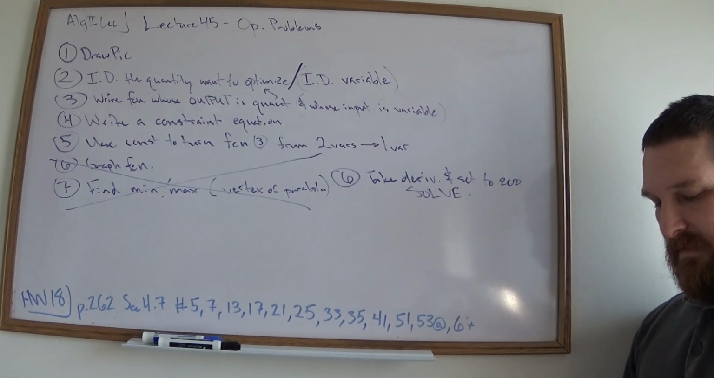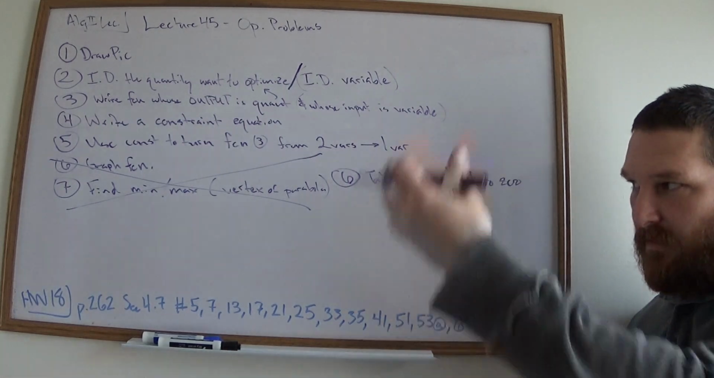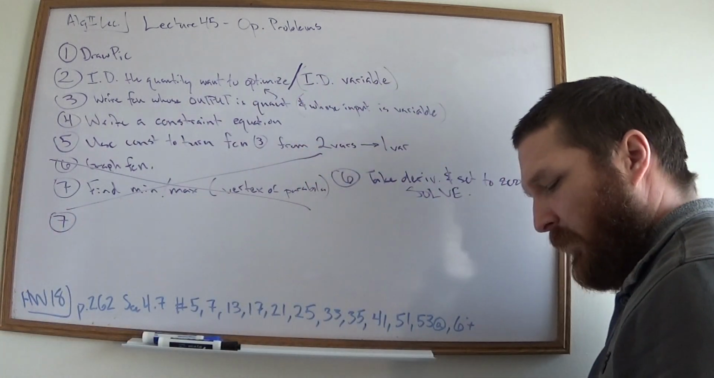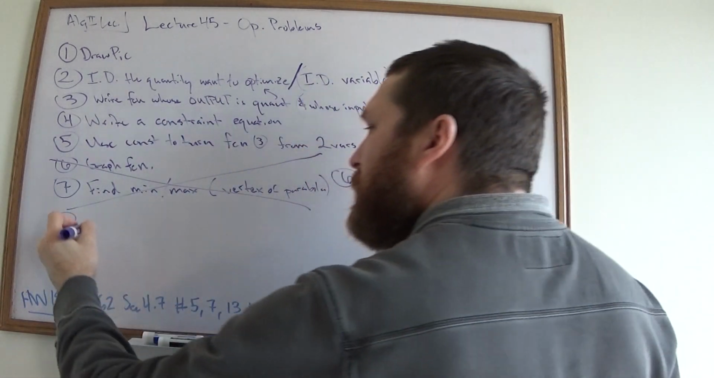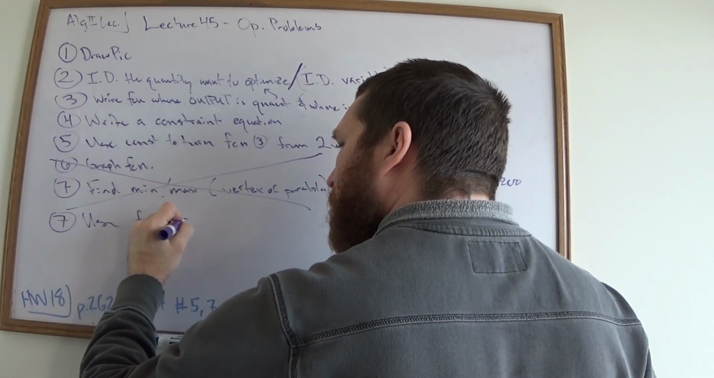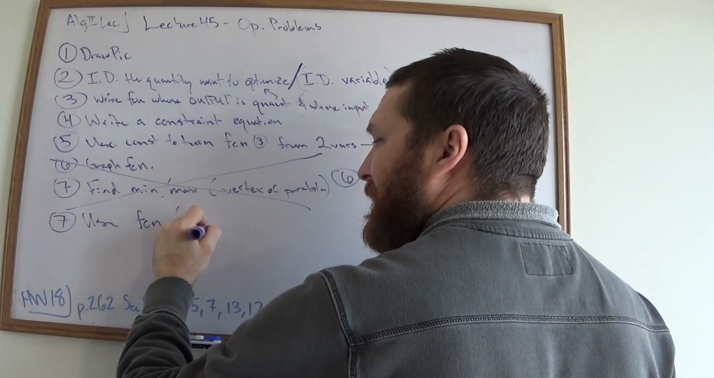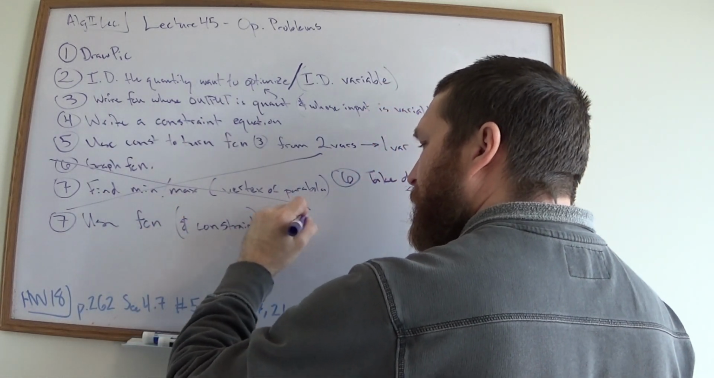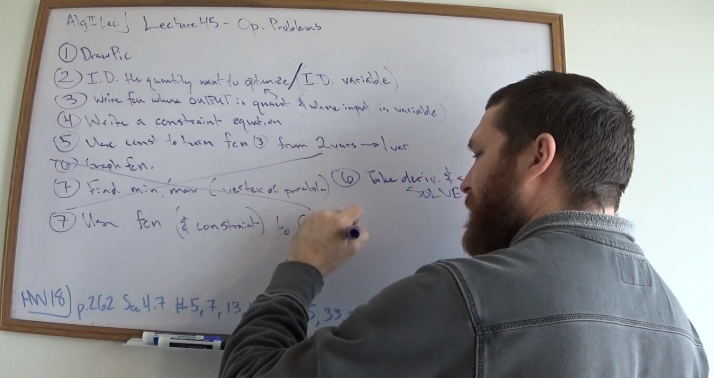Then step 8 is going to be our new step 7. Old step 8 is new step 7: use the function and constraint, if you have it, to find the desired stuff.